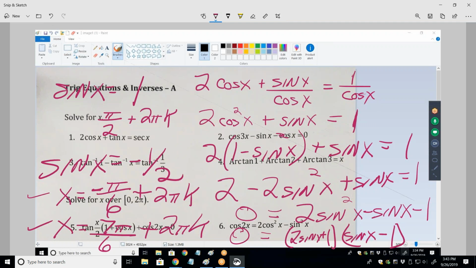Whereas there's only one place in the unit circle where sine of x is 1, and that is at pi over 2. So there aren't two spots like there are where sine of x equals minus 1/2. There's two places where that's true. And in fact, this can probably be simplified into minus pi over 6 plus pi k.